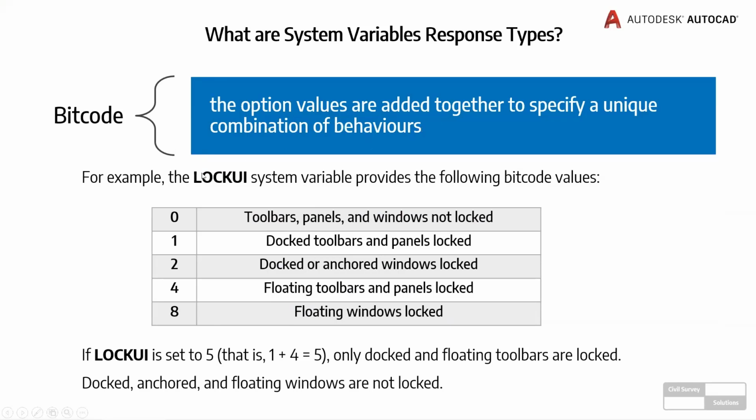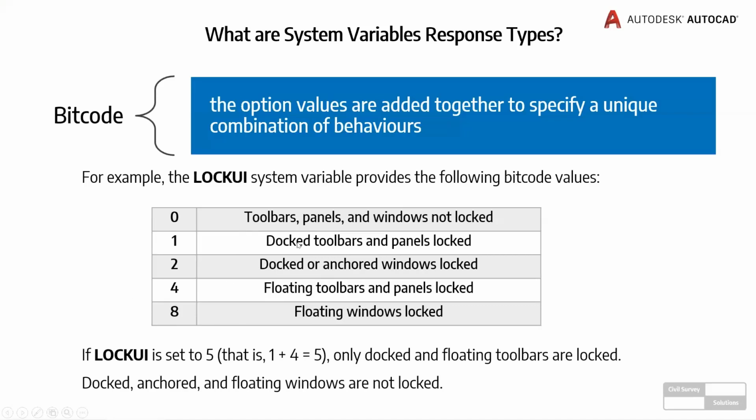For example, the LOCKUI system variable has the following 5 bit codes available. It's got 0: toolbars, panels, and windows are not locked. So if LOCKUI is set to 0, you'll be able to move all your panels and windows around. If you set it to 1, you would have docked toolbars and panels locked. If you set it to 2, you'd have docked or anchored windows locked, and so on and so forth.